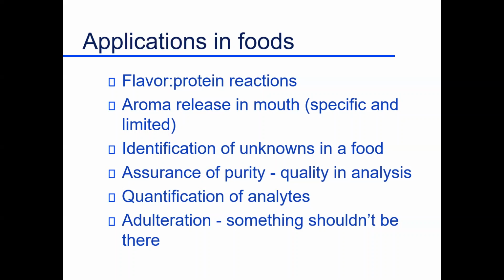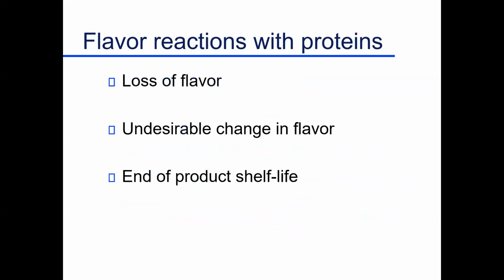Identification of unknowns in the food, I think we just spent some time on that. The surety of purity. So when we buy something, we make something, is it pure? Is it only what it should be? For example here. Quantification, a little bit of quantifying work. Adulteration, something that shouldn't be there. So we'll give a little bit of examples of these and give appreciation for how it might be used.